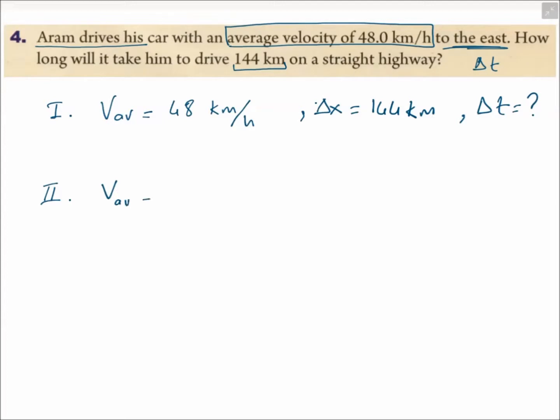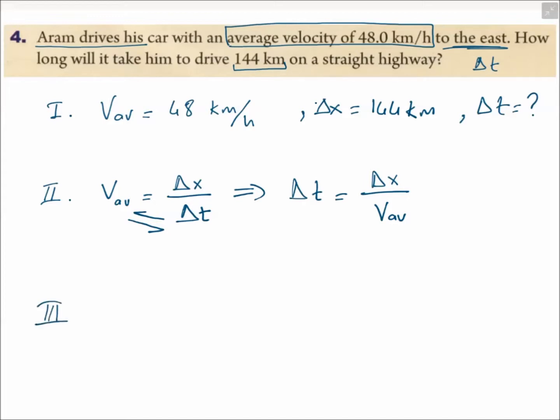v average equals delta x over delta t, and the question says find the delta t, so I will send the delta t here, and the v average instead of delta t due to cross multiplication, so delta t is going to be delta x over v average. The unit of the v average is kilometer per hour, and the unit of delta x is kilometer, so I will not convert anything.